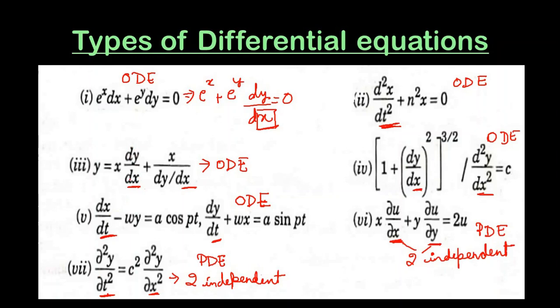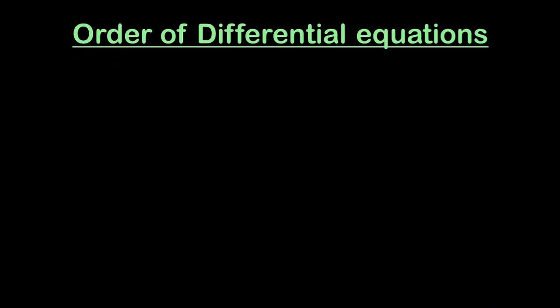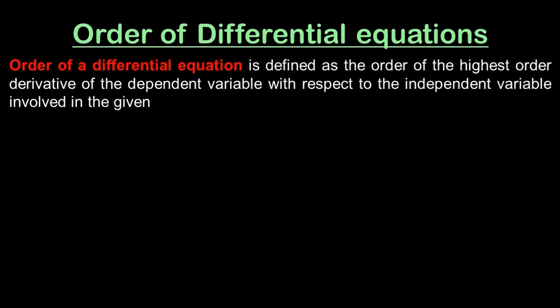Whatever the derivative term you have in the denominator will be the independent variable. If you have only one independent variable, it will be an ordinary differential equation. If you have more than one, that is two or more than two, then the equation will be a partial differential equation. So now let's understand what is the order of a differential equation.